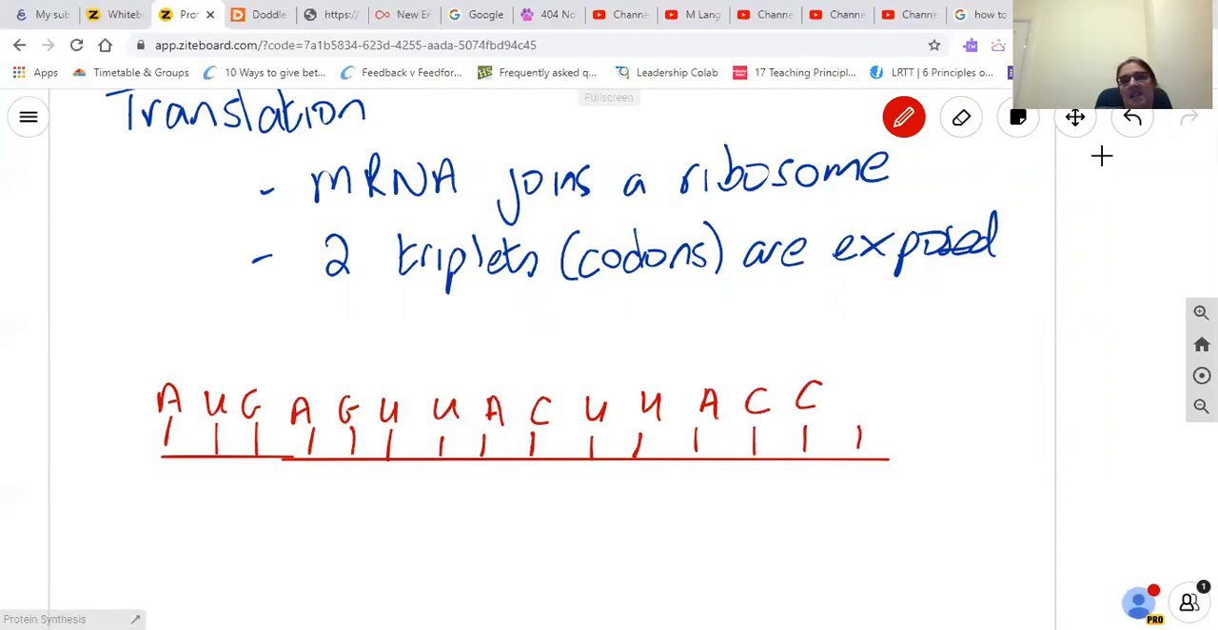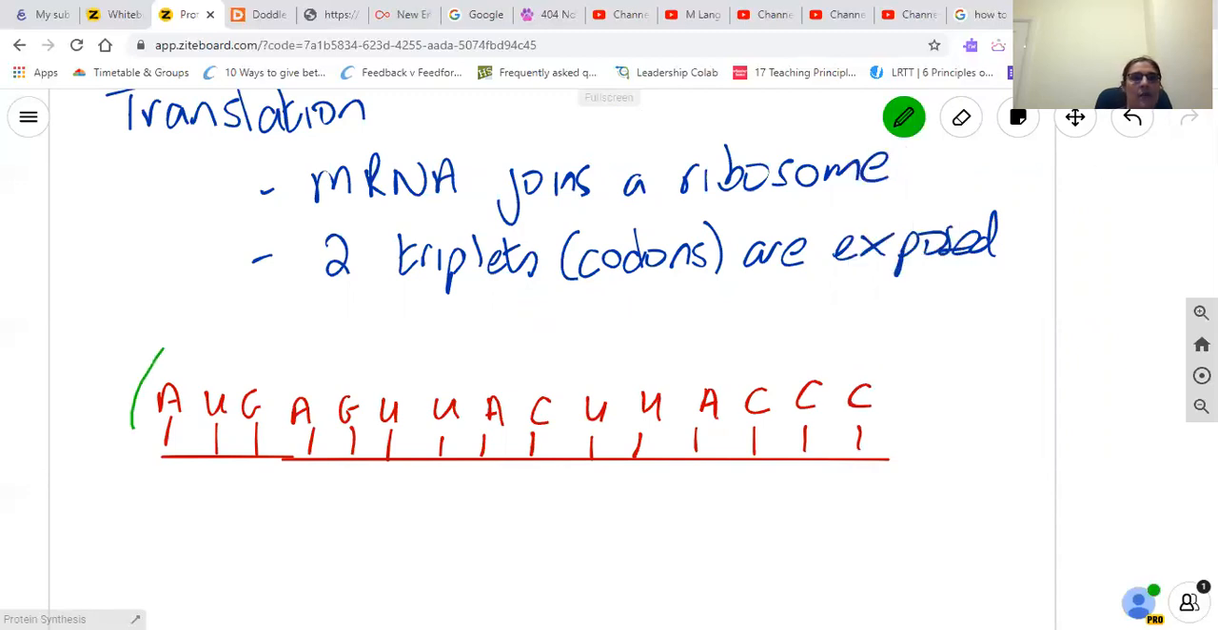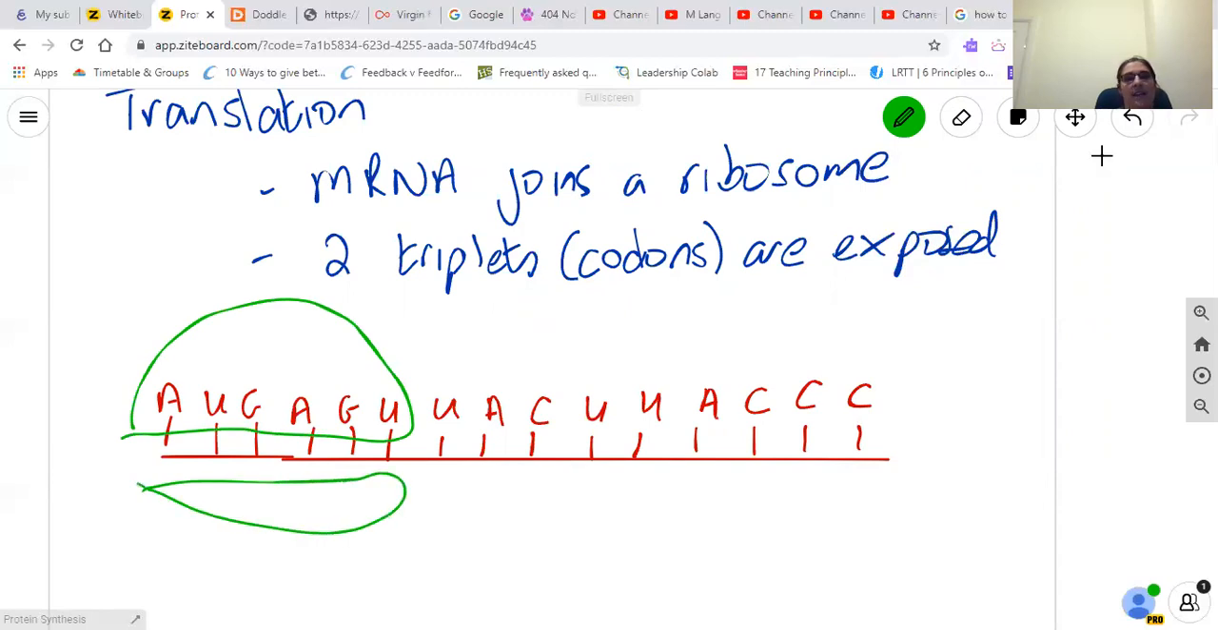C, C, C. So the ribosome will come along and it will join with its large subunit over the top, like so, and its small subunit along the bottom, a little bit like a bun wrapping the burger or the lettuce, whatever you want, exposing two codons at a time.